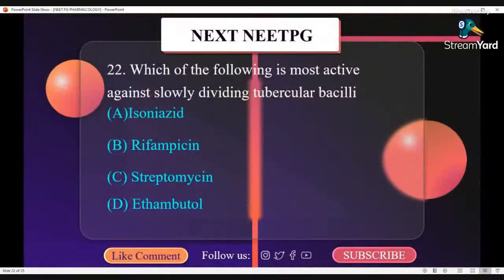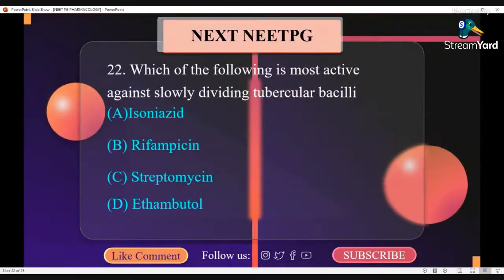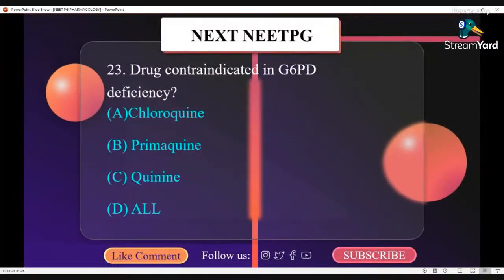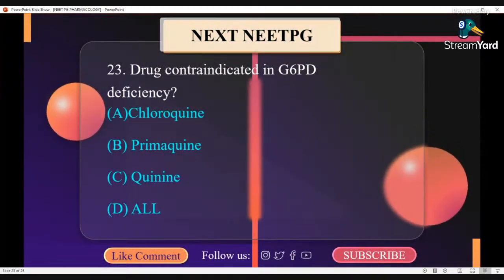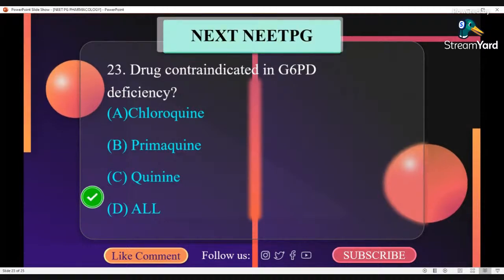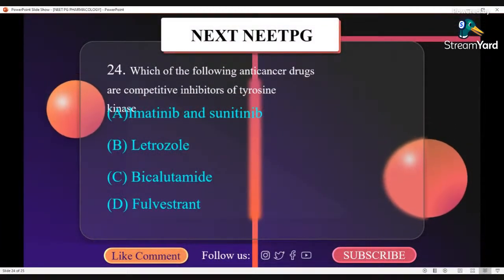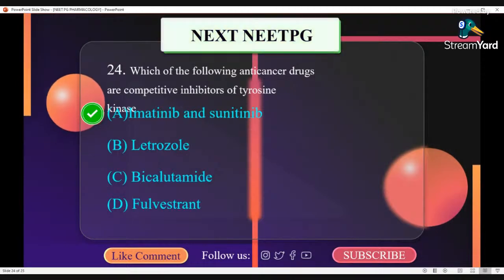Which one of the following is most active against slowly dividing tubercle bacillus? Rifampicin. Drugs contraindicated in G6PD deficiency are D, all: chloroquine, primaquine, quinine. Which of the following are competitive inhibitors of tyrosine kinase? It is imatinib and sunitinib.